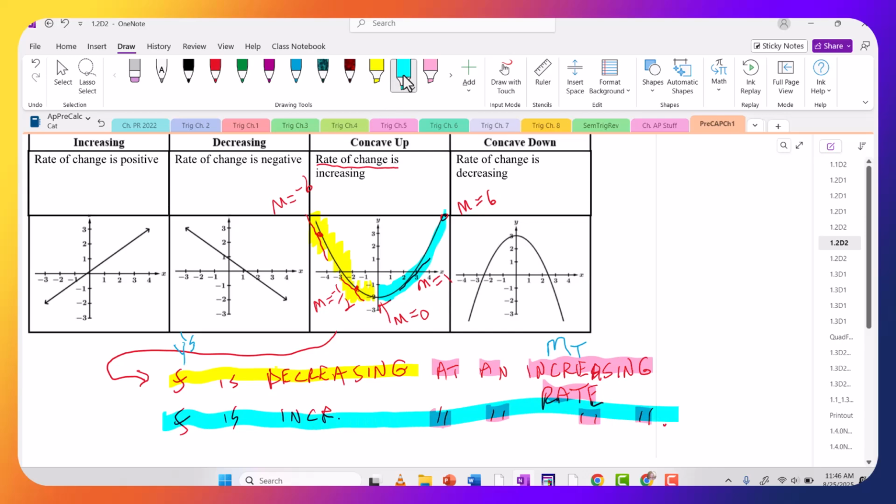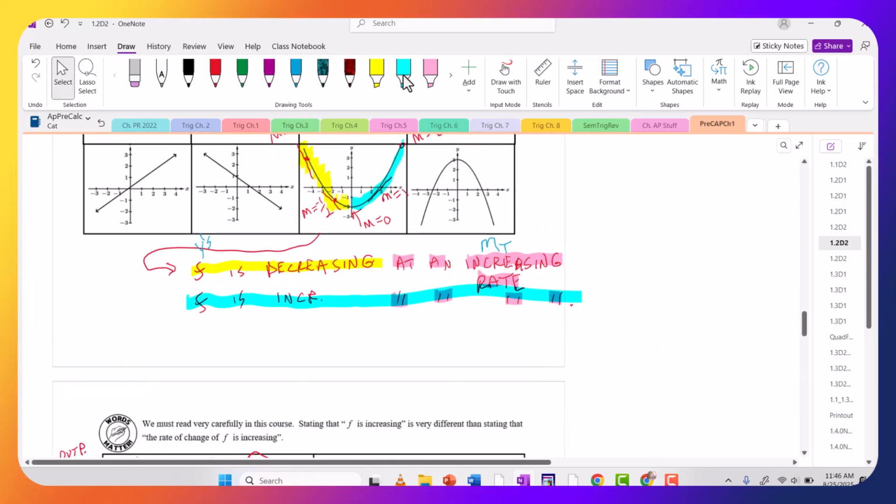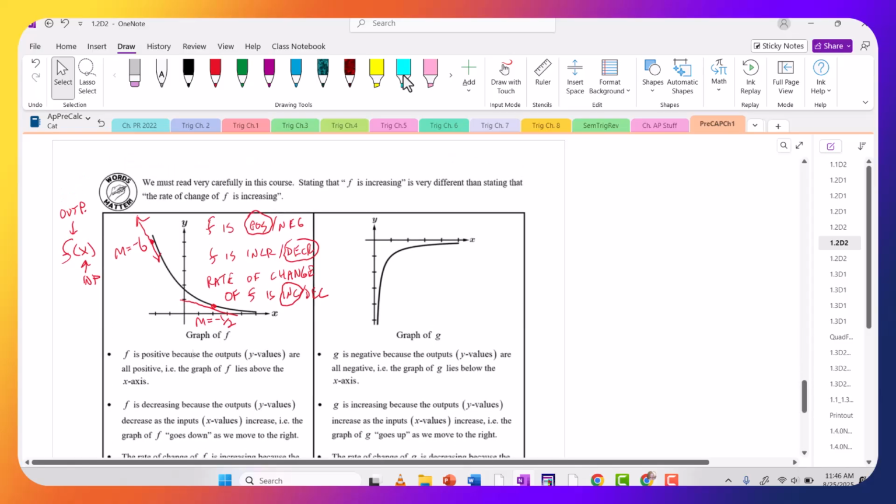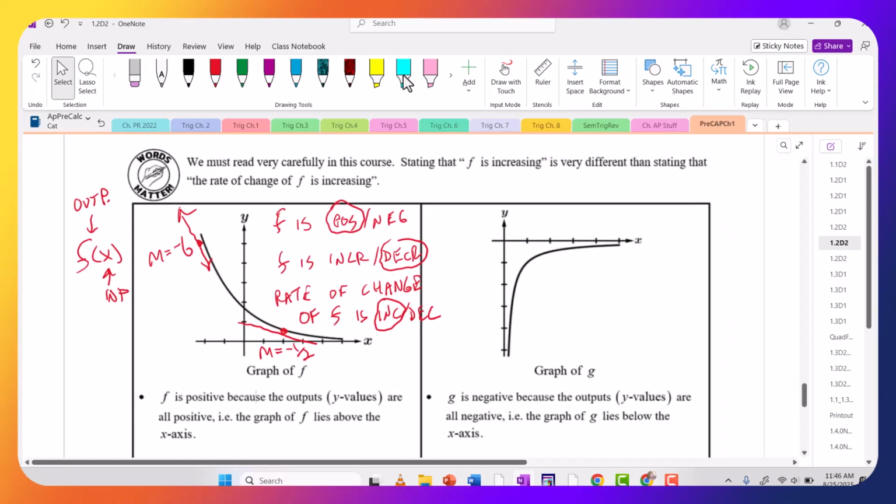All right, now I'm just going to go over that. So here, F is increasing at an increasing rate. That's because the slopes of the tangent lines are going up. All right, so I'm going to leave that alone, and hopefully you get that. We'll come back to that on Friday. Thursday. Your test and quiz is Friday.